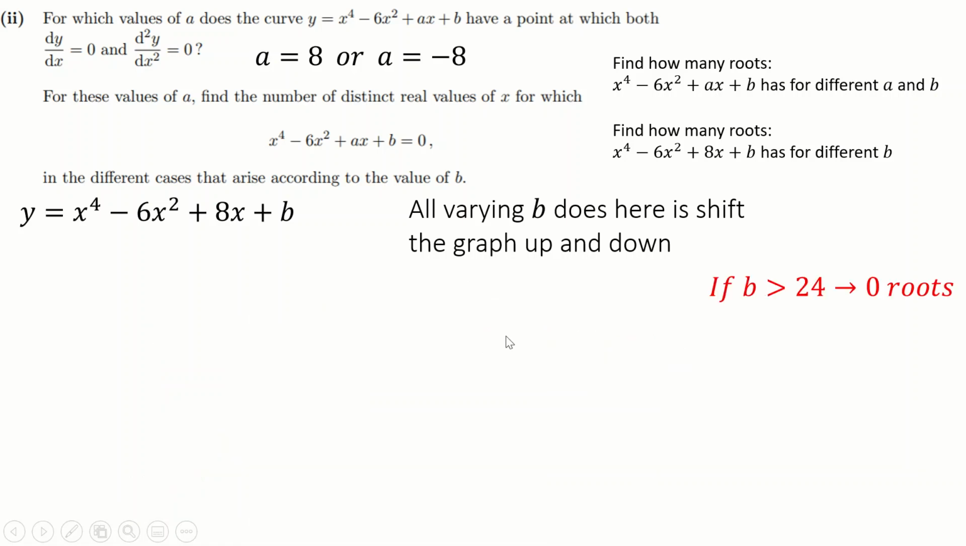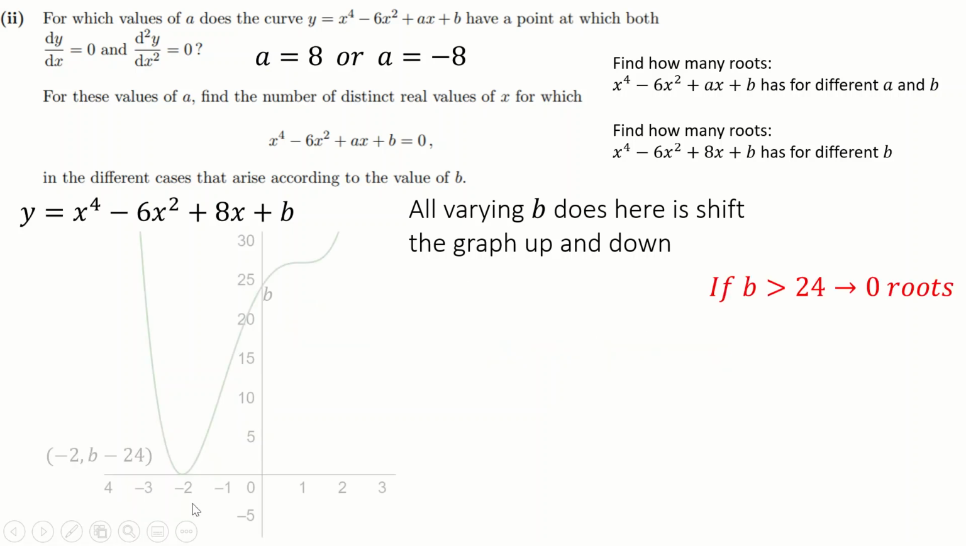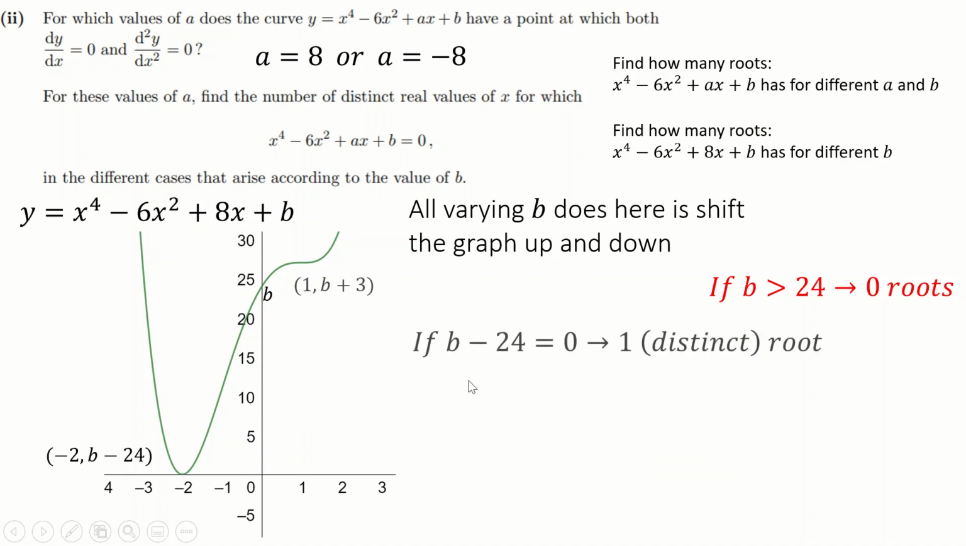I'll leave it there. Now, what happens if I shift this graph down just a tad until it looks like this? How many roots is this? Well, it's 1, clearly. It just touches this line and then goes back again. So it's 1 distinct root. When does this happen? Well, notice that this is again the y-coordinate at this point, and that's 0 now, isn't it? It's on the axis, so it's 0. So I need B minus 24 to be 0, and then I get 1 root. That, of course, means that B has to be 24.